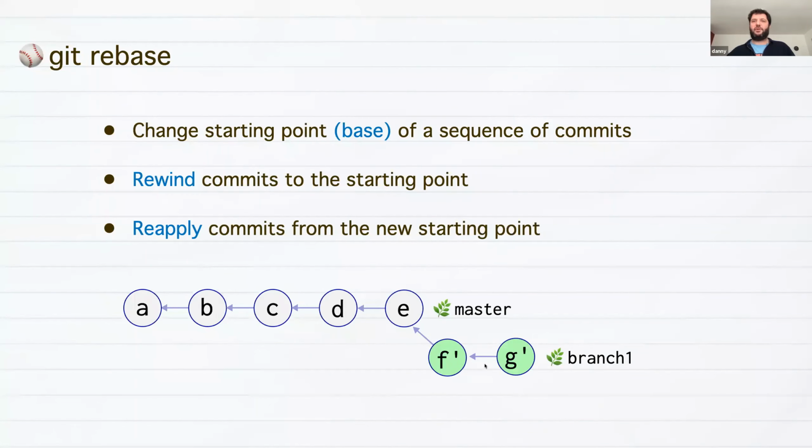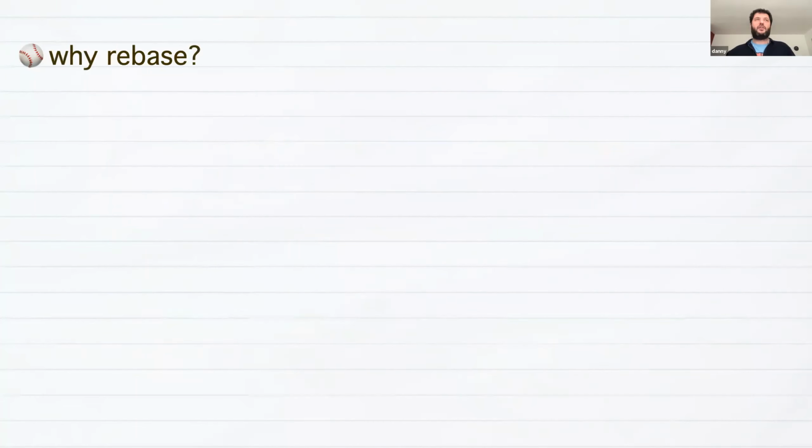Now you'll notice I put F prime and G prime. They're the same commits with the same diffs and the same commit messages, but they have brand new SHAs because they're coming off a different point. So the snapshots are completely different. So these are two completely new commits, but they're now coming off master and they have the same changes in as before. So why on earth would you do this?